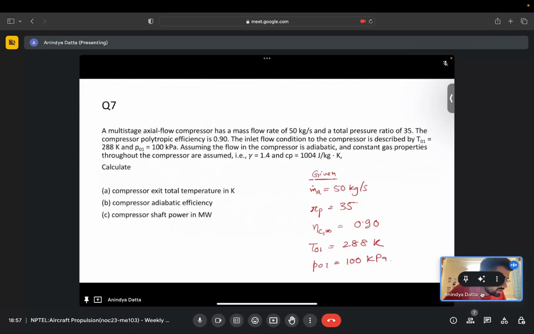100 kilopascal. Assume the flow in the compressor is adiabatic, which means there is no heat loss, which is generally the assumption. We have constant gas properties throughout the compressor: gamma is 1.4 and Cp is 1004 joule per kg Kelvin. The first question is, you have to find the exit total temperature. Total, as I said, means stagnation only, so you have to find the stagnation temperature at the exit of the compressor. So part A.